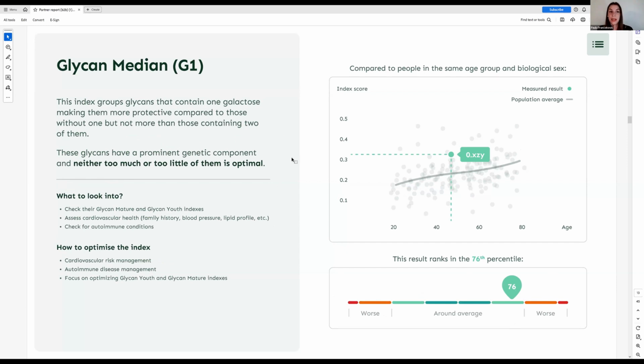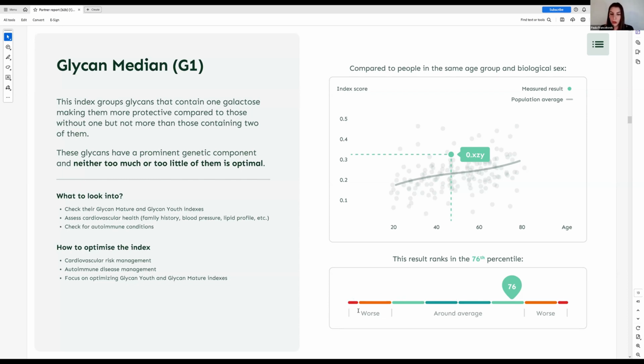After that, we come to glycan median. This is a very interesting supportive glycan index. I say supportive because oftentimes we need to combine the results with other ones to form specific patterns. You will see it in the case example. What we know is that this is a specific glycan because we want to have it around the 50th percentile, and this shows good glycome stability in general.